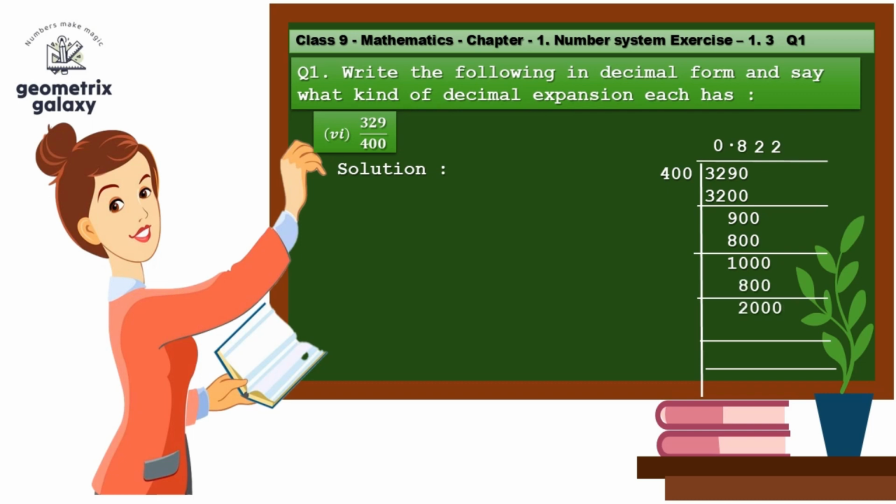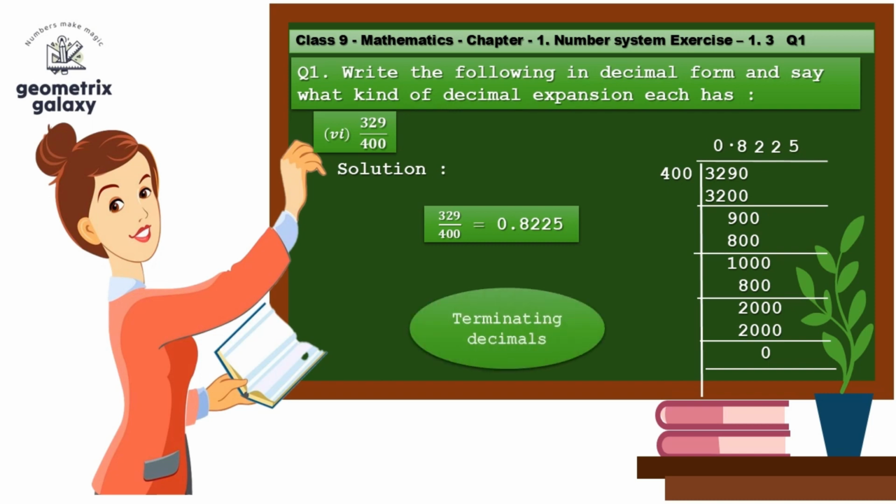Add one 0 to it, it becomes 2000. So 400 into 5 is 2000. So 2000 minus 2000 is equal to 0. The division comes to an end. 329 by 400 is equal to 0.8225. Now tell me what type of decimal expansion is this? Yes, it is a terminating decimal.